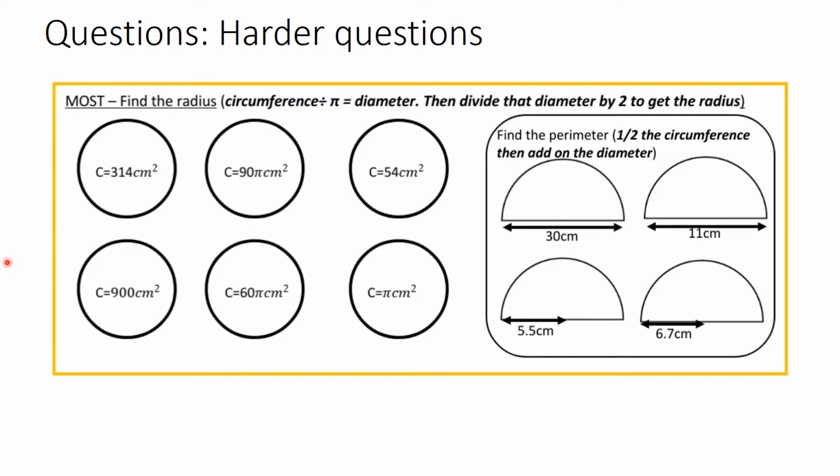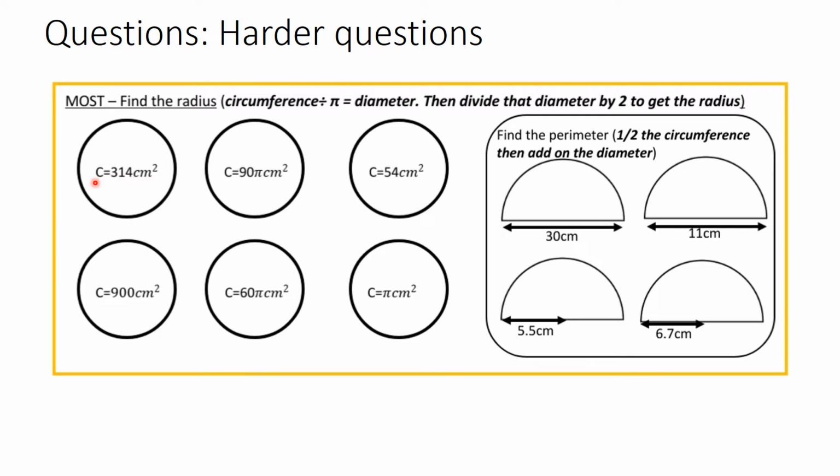Now, these questions here, it's not that they're harder, it's that they involve more flexibility. It's not just using the formula. You've got to be able to manipulate the formula and reverse it. So we know that pi times diameter is circumference. So it makes sense that circumference divided by pi would be the diameter. If we want the radius, we've then got to half that diameter to get the radius.